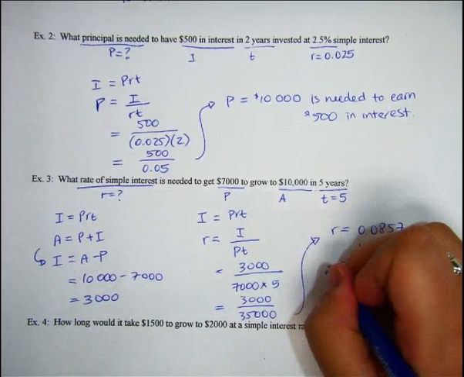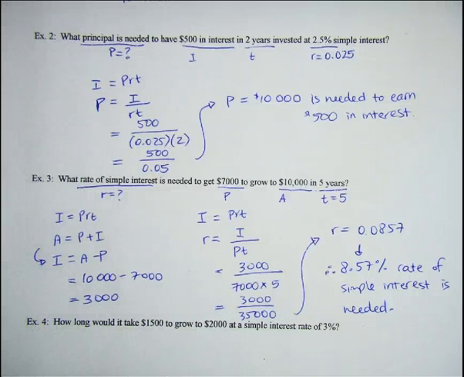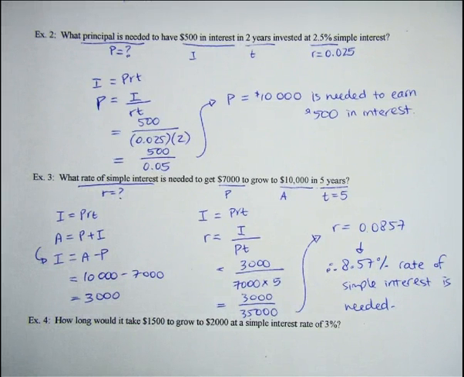So I'm hoping that you're finding the questions so far pretty straightforward with simple interest. You just need to identify which variable you're solving for and rearrange the equation as you need to. All right, last example, example 4.